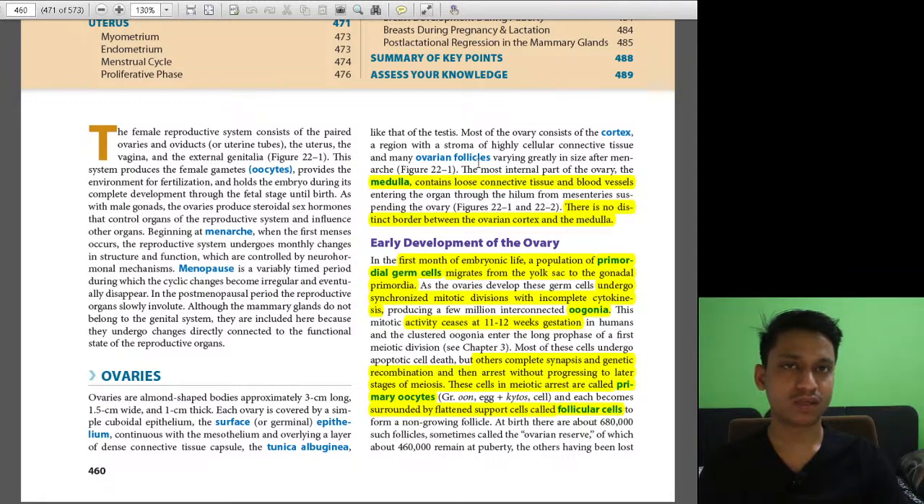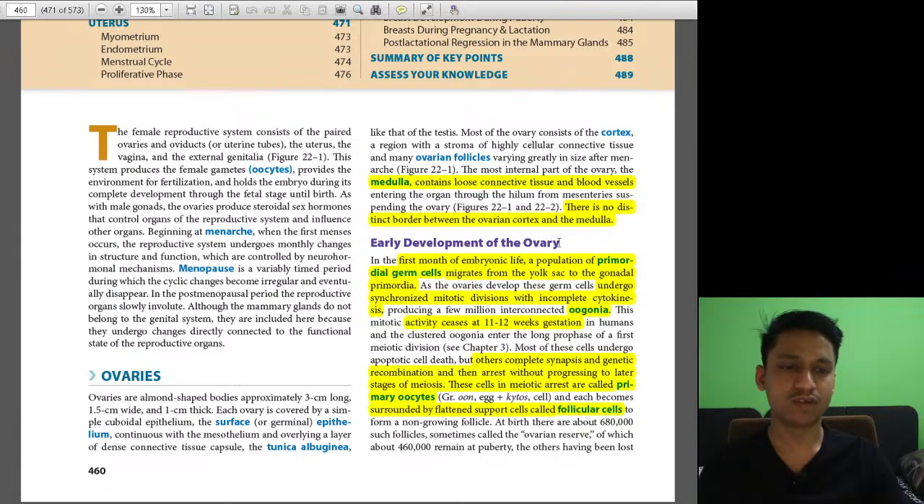We need to know that we don't have an exact separation of the cortex and medulla in the ovaries, but we can observe the difference in the region. The region of cortex has a stroma which has a lot of connective tissue and also consists of ovarian follicles. The most internal part of the ovary, the medulla, contains loose connective tissue and blood vessels entering through the hilum from the mesenteries suspending the ovaries. There is no distinct border between the ovarian cortex and medulla.